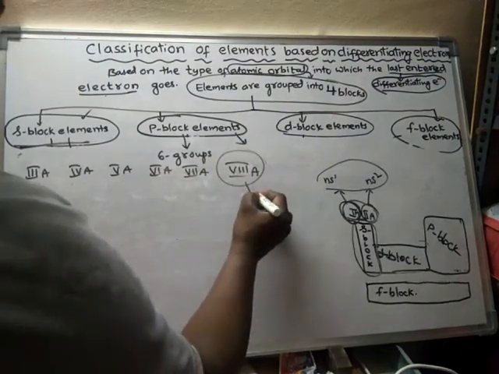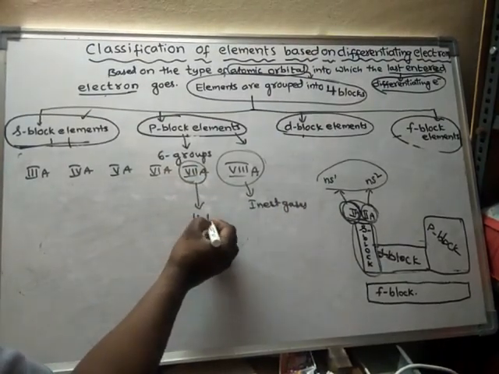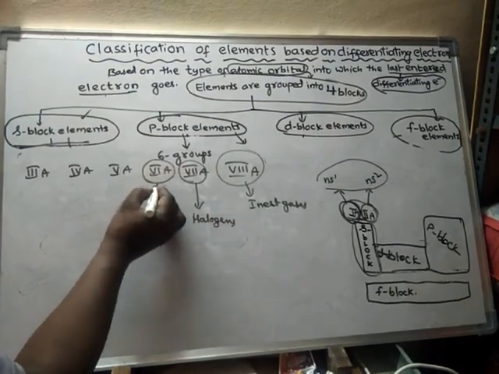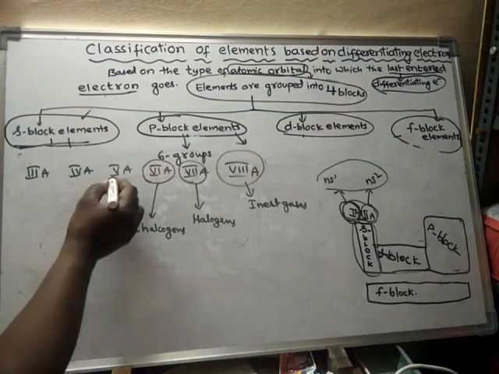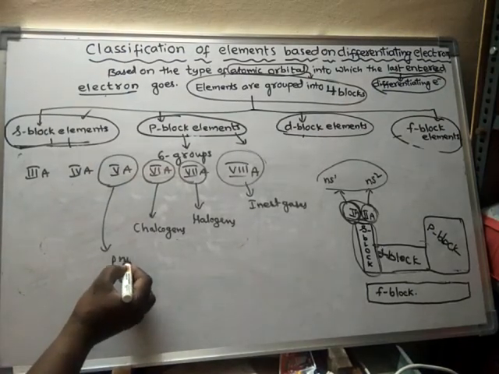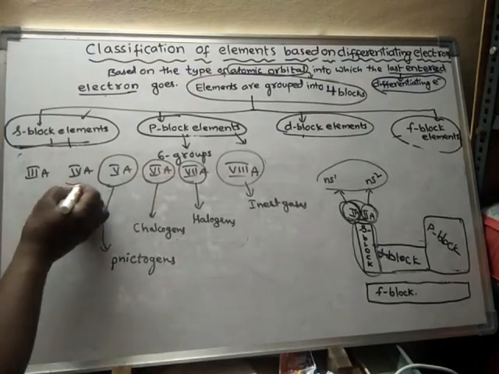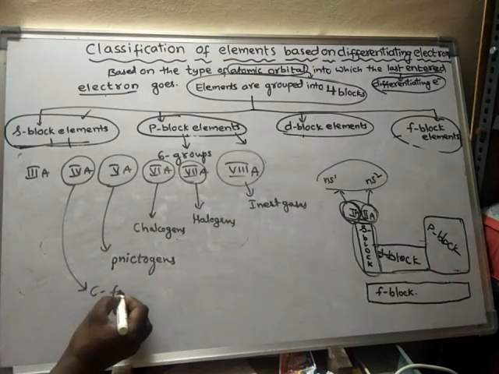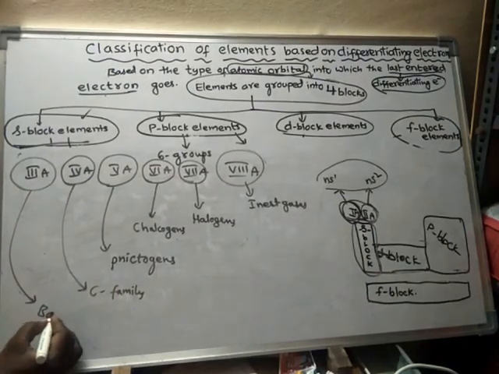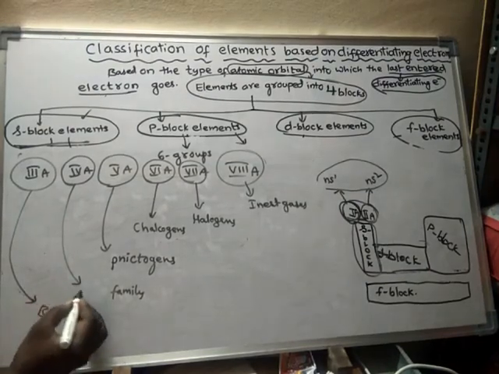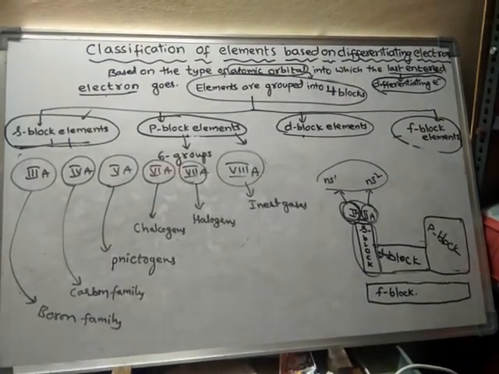Eighth A group elements are called inert gases. Seventh A group elements are called halogens. Sixth A group elements are called chalcogens. Fifth A group elements are called pnicogens. Fourth A group elements are called carbon family elements, and third A group elements are called boron family elements.